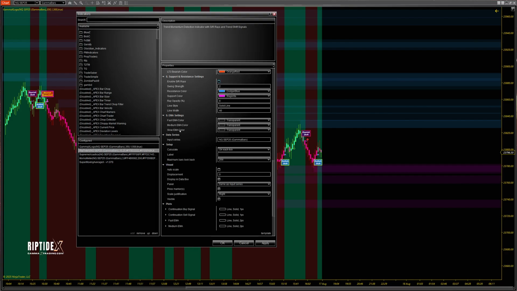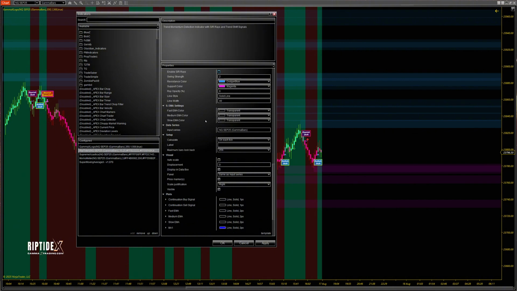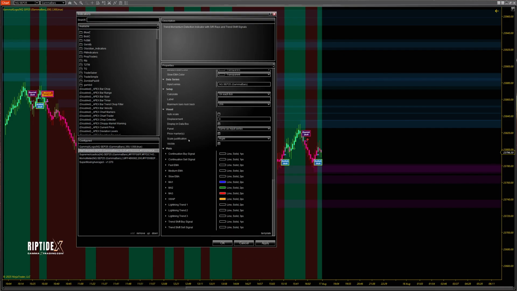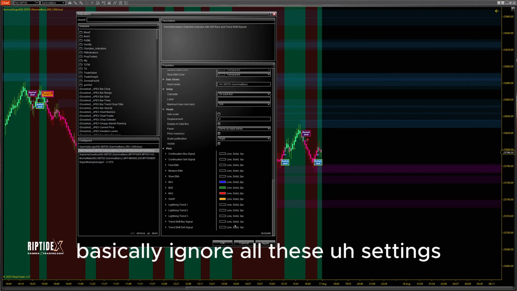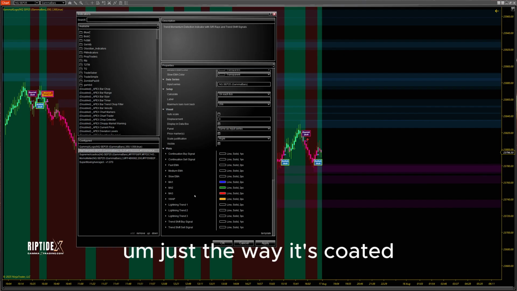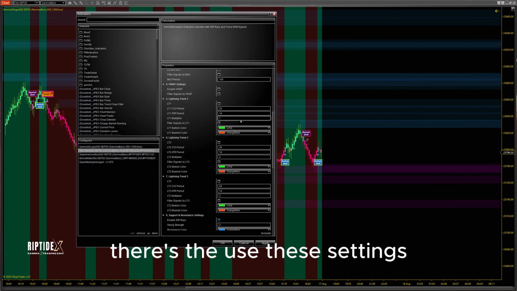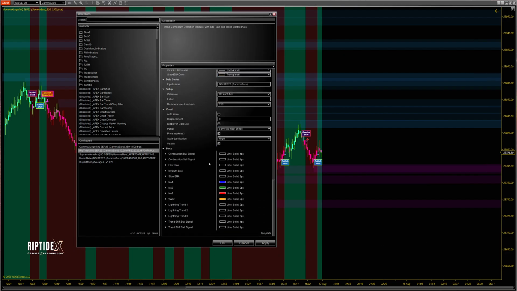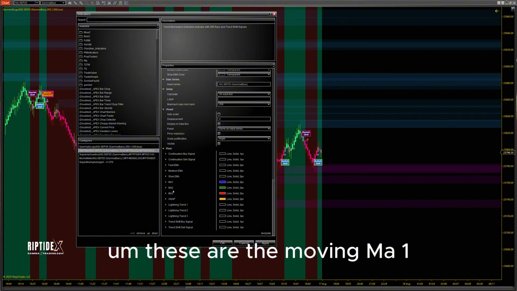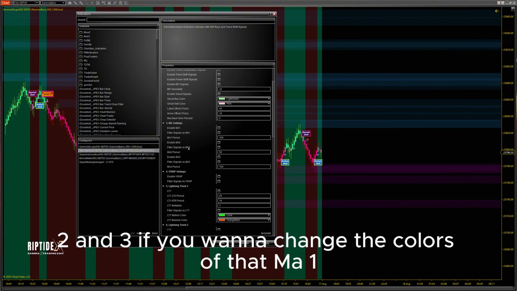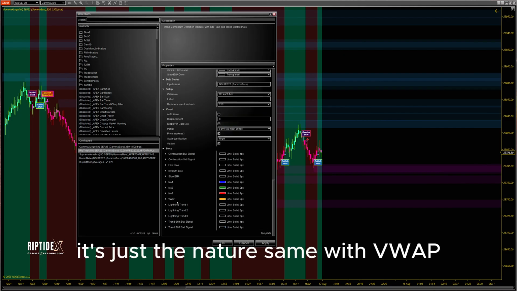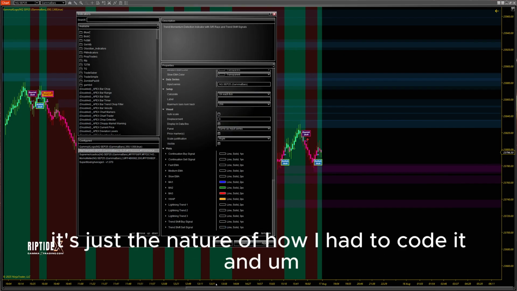Ignore these. And basically ignore all these settings. It's just the way it's coded. Use these settings if you want to change the color of things. These are the moving MA1, 2, and 3. If you want to change the colors of that, MA1, 2, and 3, you'll use these. Same with VWAP. It's just the nature of how I had to code it.